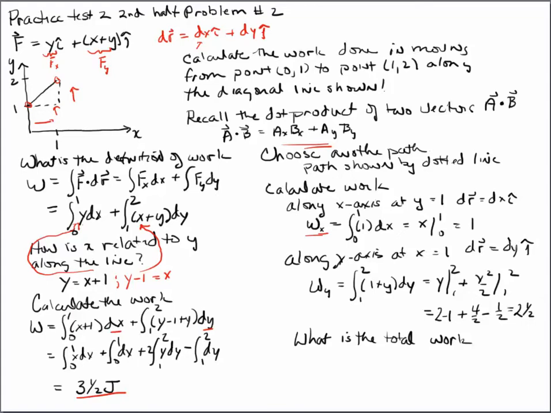What is the total work? Well, I've got to add the work done in going along the x-axis and the work done going along the y-axis. And that is 1 plus 2.5 equals 3.5 joules.